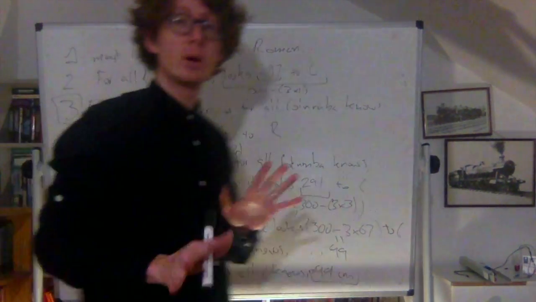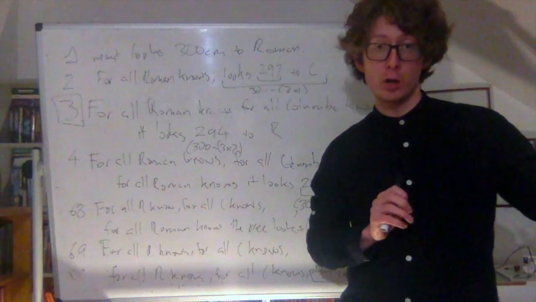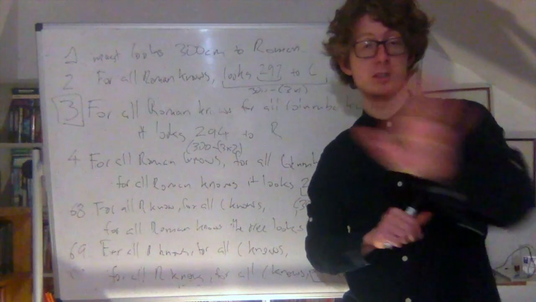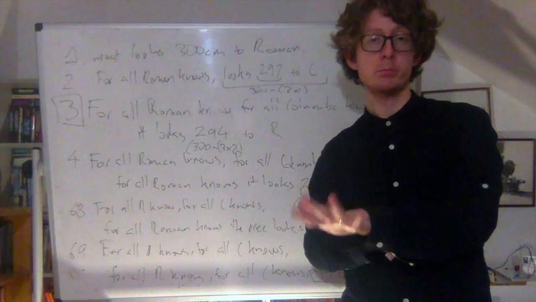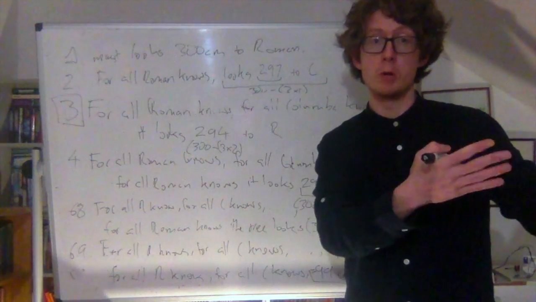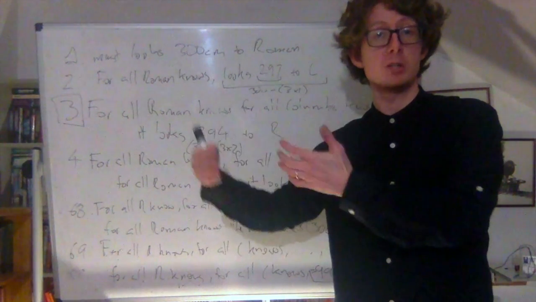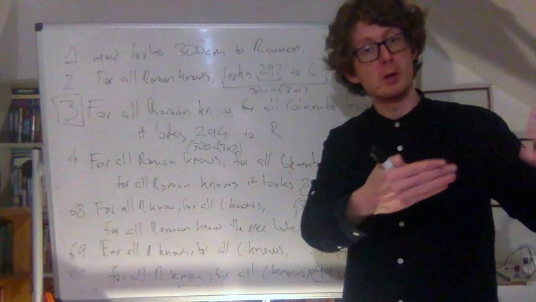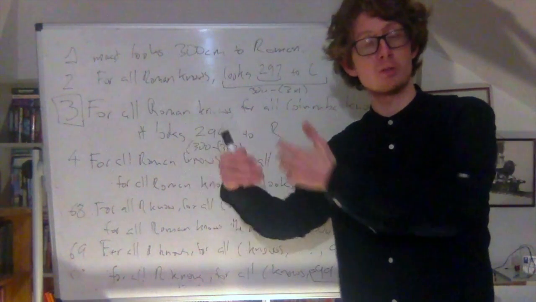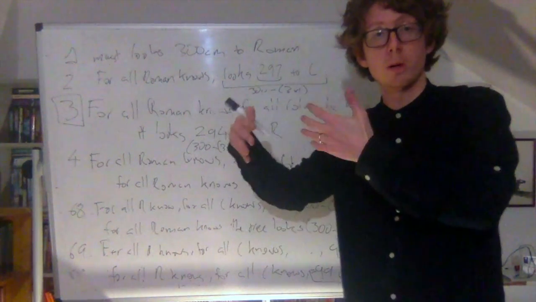But now let's remember our second helpful fact. We said that, for instance, if for all Roman knows, for all Columba knows, not P, then it can't be mutually known that P. Or if for all Roman knows, for all Columba knows, for all Roman knows, not P, then it can't be mutually known to level 3 that not P. Or if for all Roman knows, for all Columba knows, for all Roman knows, for all Columba knows, not P, then it can't be mutually known to level 4.